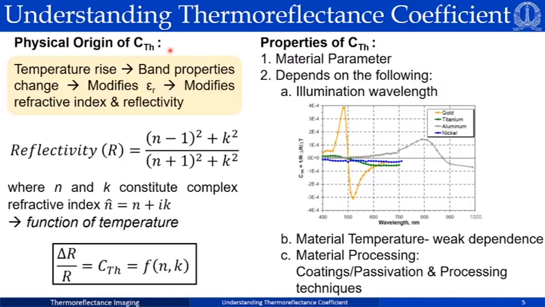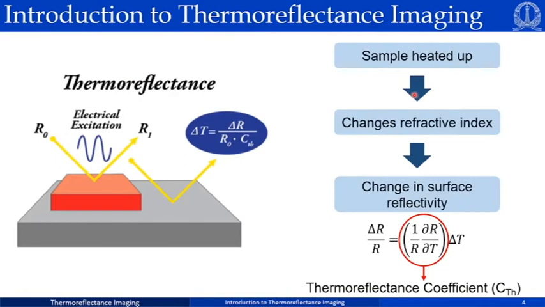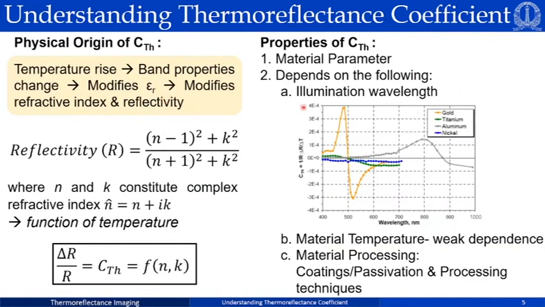Okay, now that we understand the origin of thermoreflectance coefficient, let us look into the various properties of thermoreflectance coefficient. So this is a material parameter, but it depends on the following factors. The illumination wavelength. So what is meant by illumination wavelength? I'll go back to the previous slide. So we saw in thermoreflectance we are measuring surface reflectivity, so we are shining light, we are checking the amount of light reflected back. So this light wavelength governs what the CTH value would be.